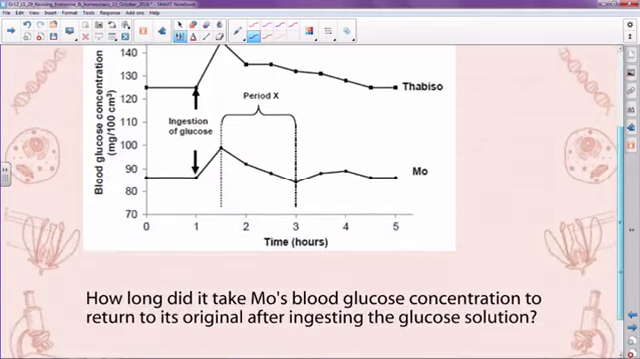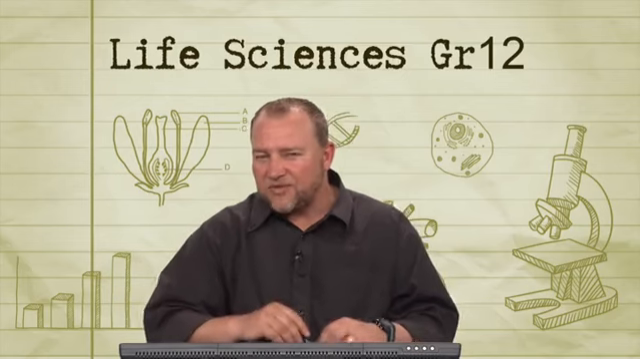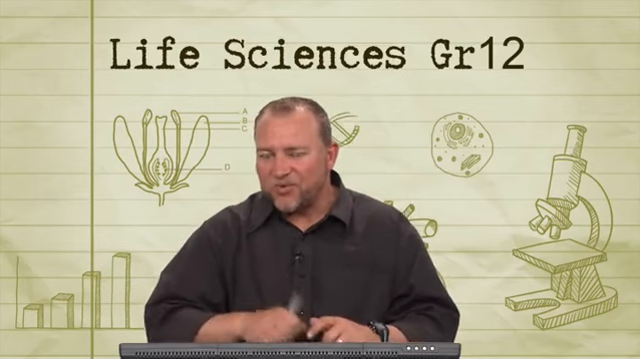Okay? Next question, still the same. How long did it take Moyo's blood glucose concentration to return to its original after ingesting glucose? So how much period do you think it would have taken for his levels to go back to normal? I'm going to give you 1 minute. Let's see if you can work that out. Are you ready? Off you go.